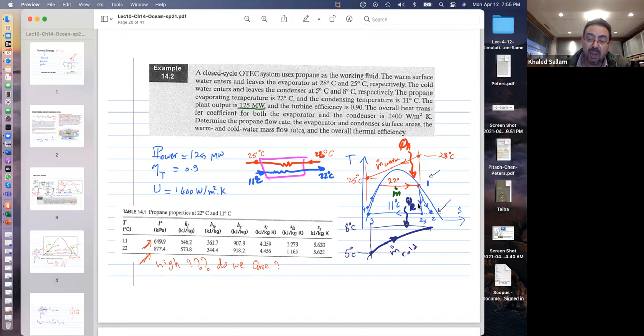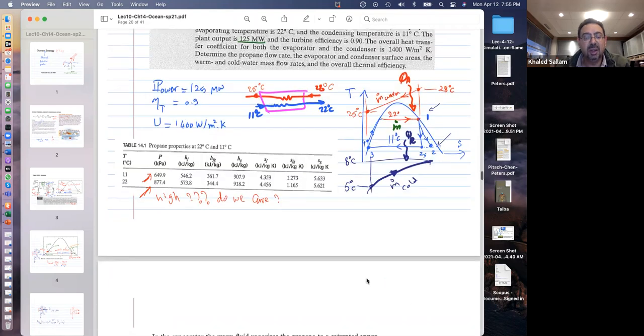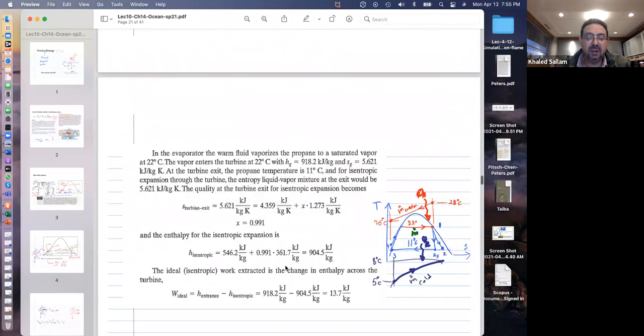So you have now H1 and you have H2S. You can calculate ideal work, which is H1 minus H2S. You divide over eta turbine, the 0.9, and you get yourself the actual work, which is H1 minus H2. And that's what you see in his solution over here.